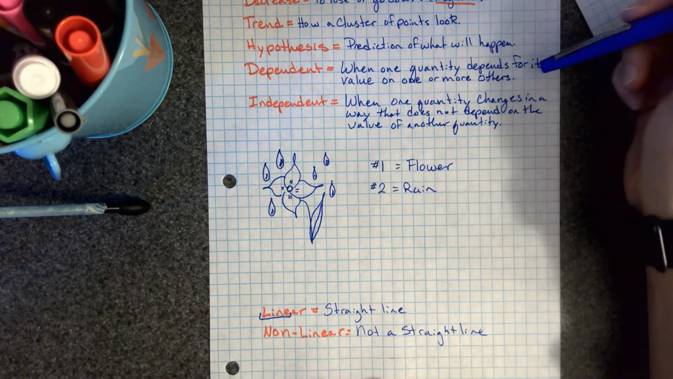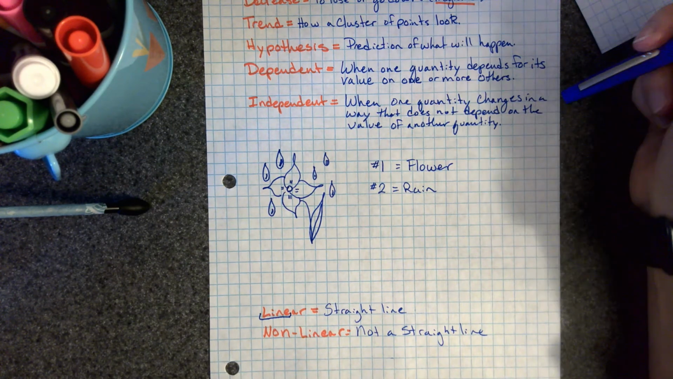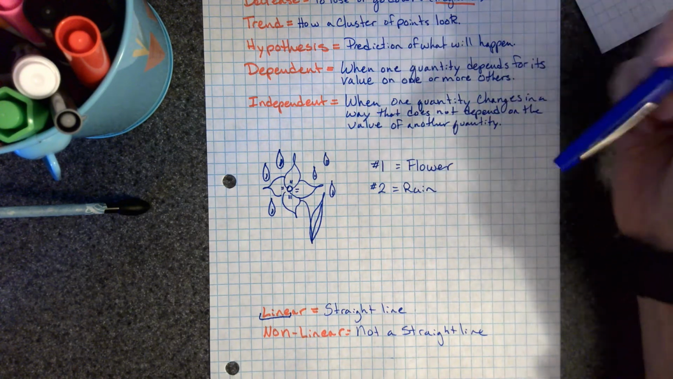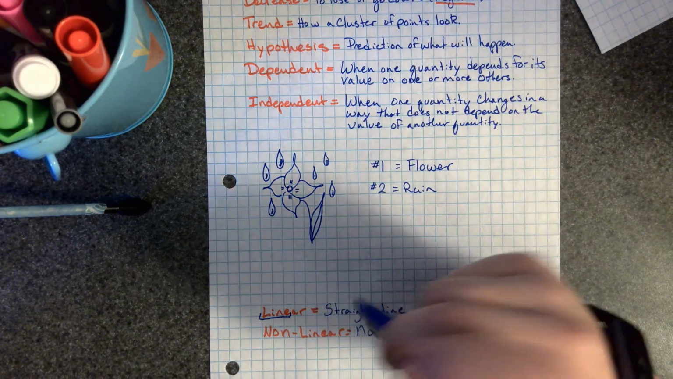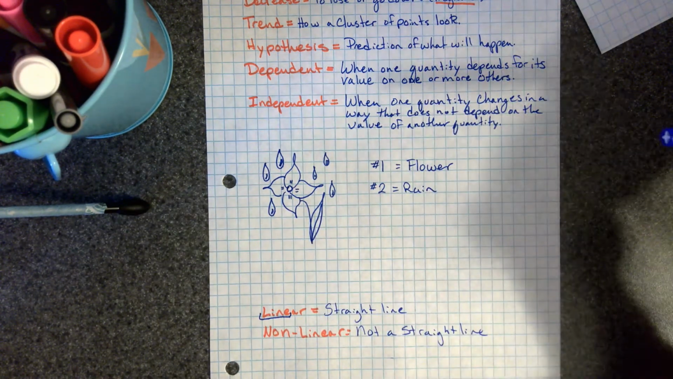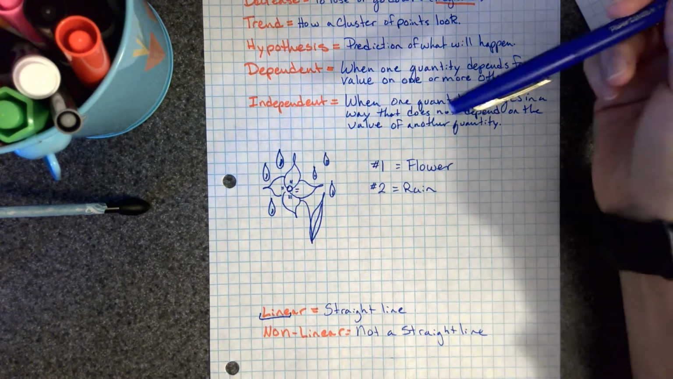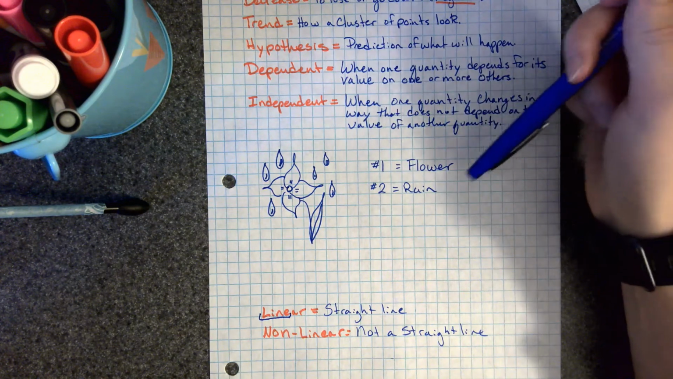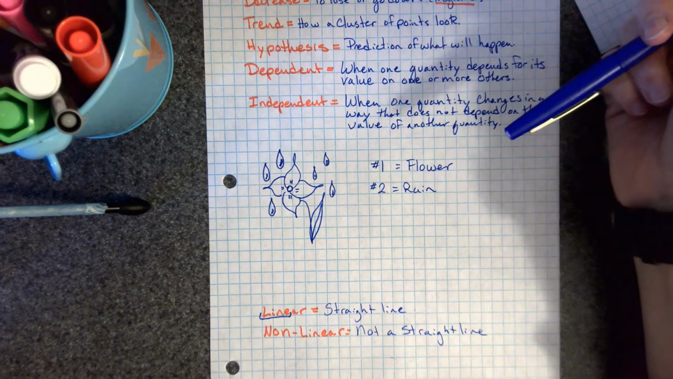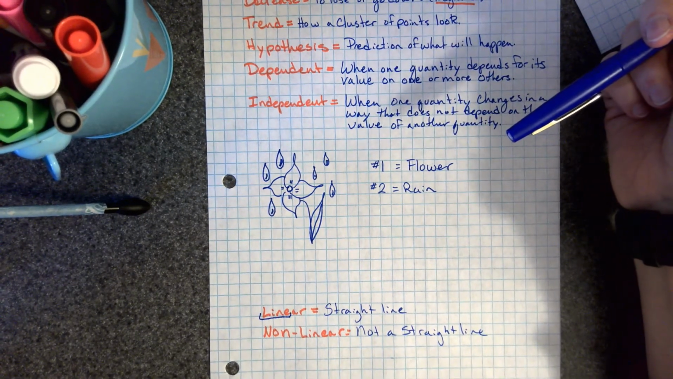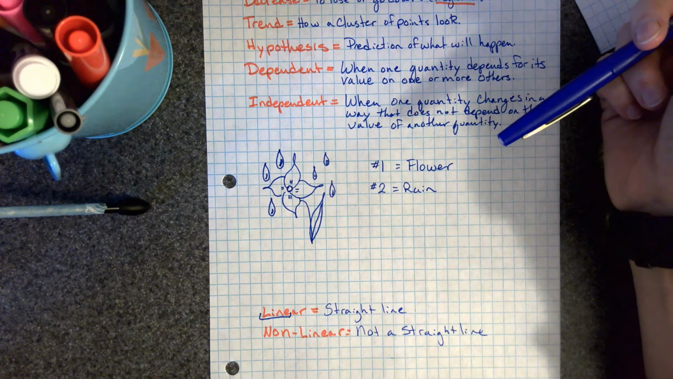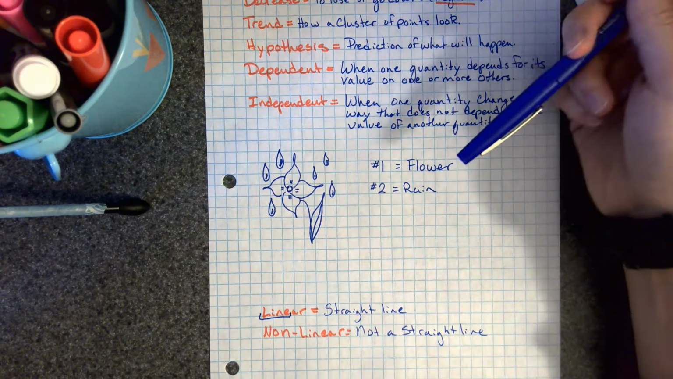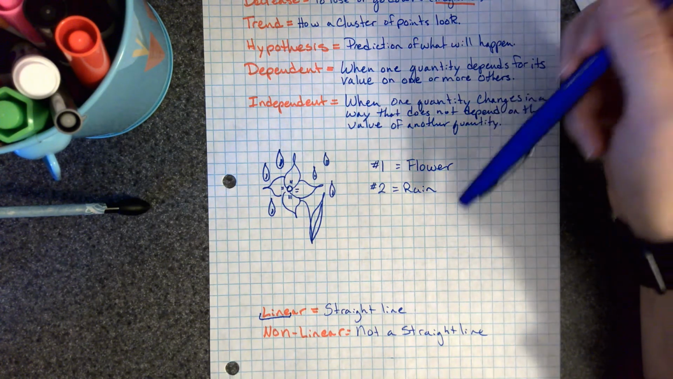When we're looking at dependent or independent variables, what we're looking for is which variable, in this case flower and rain, depends on the other one, and which one could care less if the other one existed. So let's take a look. We have the flower and we have the rain. Does the flower depend on the rain to fall? Yes, it does, right? Because if the rain doesn't fall, the flower gets no water and then the flower withers and dies.